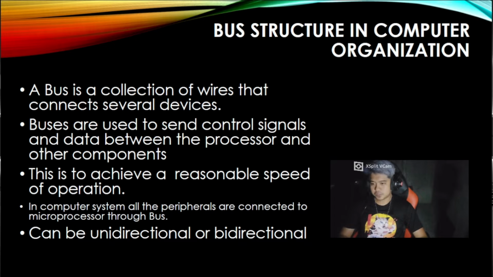Buses are used to send control signals and data between the processor and other components. This is to achieve a reasonable speed of operation. In a computer system, all the peripherals are connected to the microprocessor through a bus. Buses can be unidirectional or bidirectional.